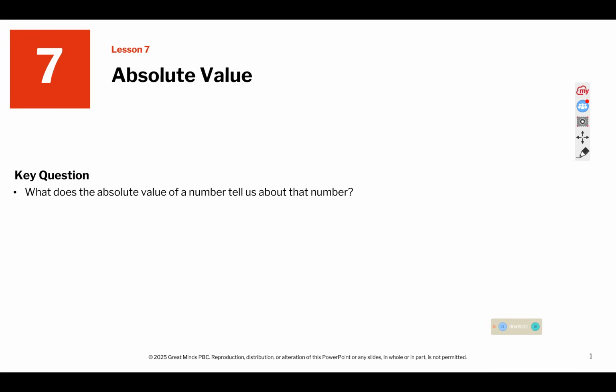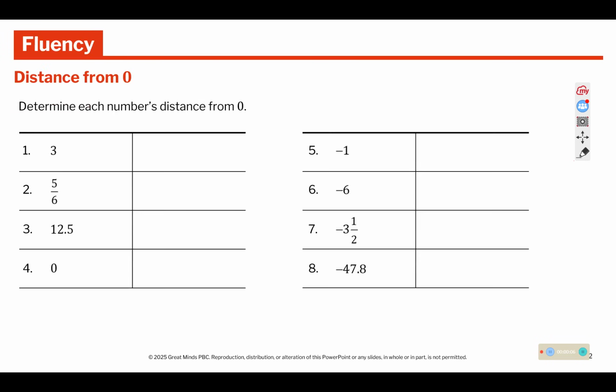Today in lesson 7, we're going to learn all about what absolute value tells us about a number. This says determine each number's distance from 0. 3 is 3 away from 0. Negative 47.8 is 47.8 away from 0. Complete the warm-up.